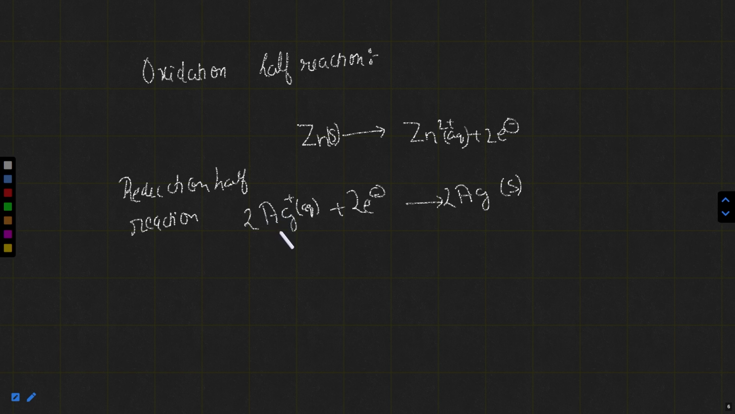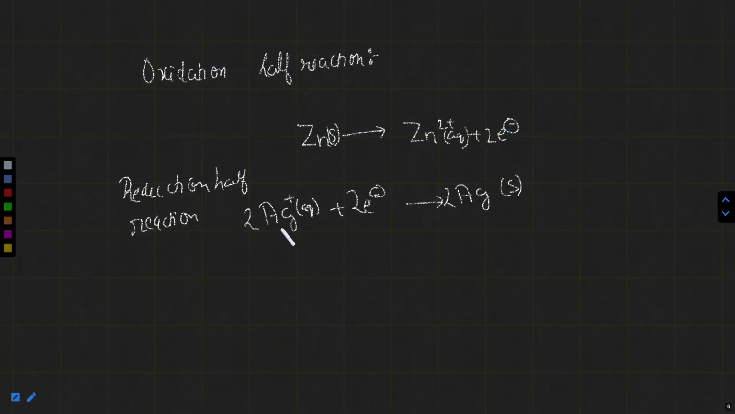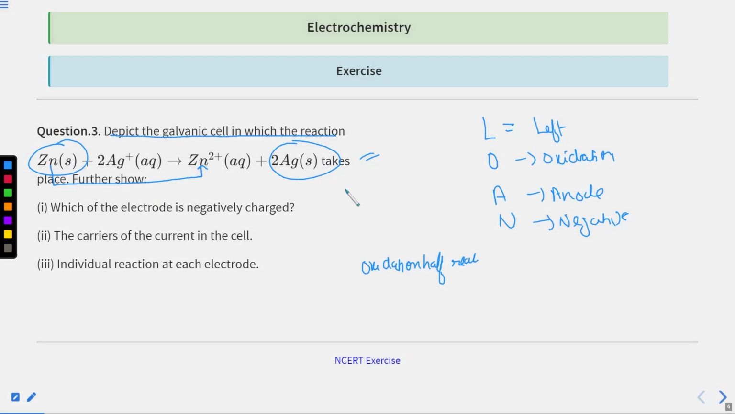Okay, now coming back to the question, which one is negatively charged? Which one is the anode? The oxidation is happening for zinc. The zinc will be the anode, so it will be negatively charged. So this is zinc.